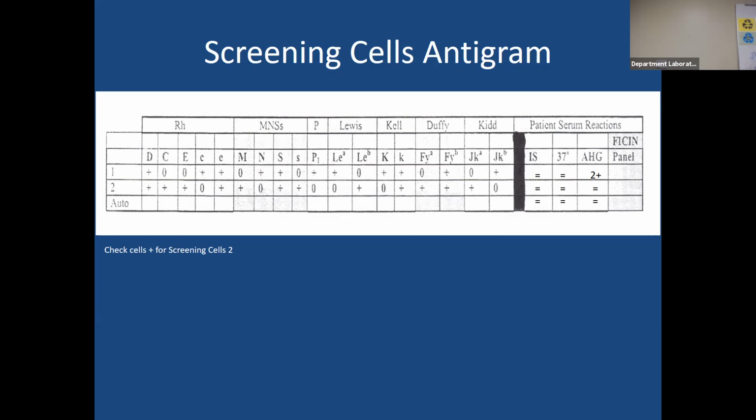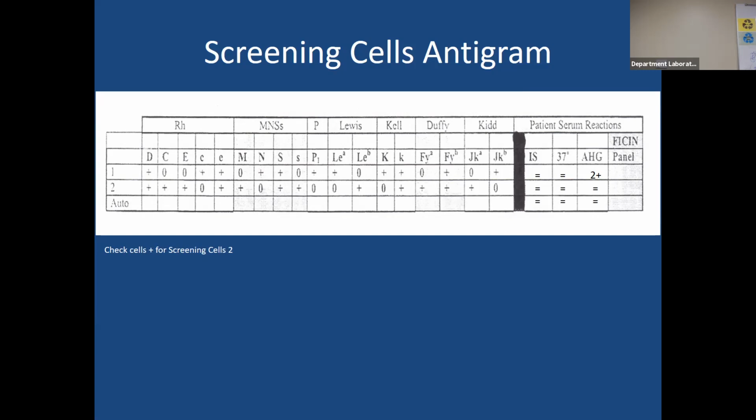screening cell 2. Okay, so would big E be a candidate? No, because big E is the opposite, right? Negative on screening cell 1, positive on screening cell 2. That doesn't match our pattern of reactivity, correct? We want it to be positive on screening cell 1. What about little c? Little c is definitely a candidate, all right? What about N? P1? Lewis A? Cal? What do you think about Duffy B?